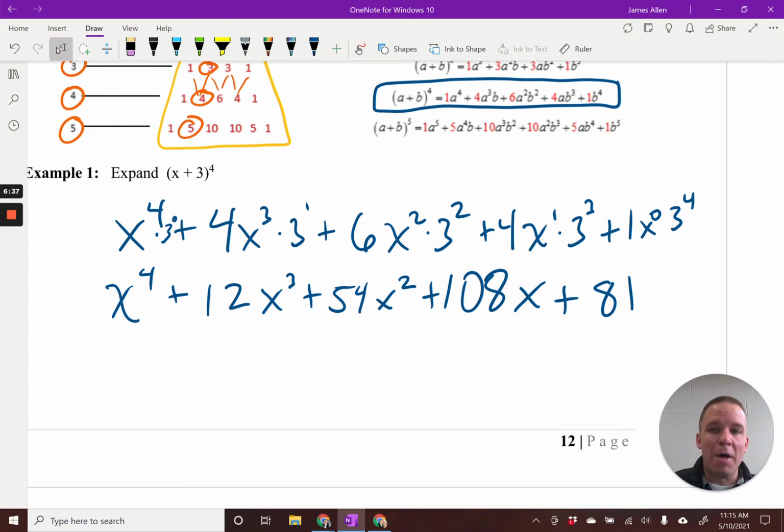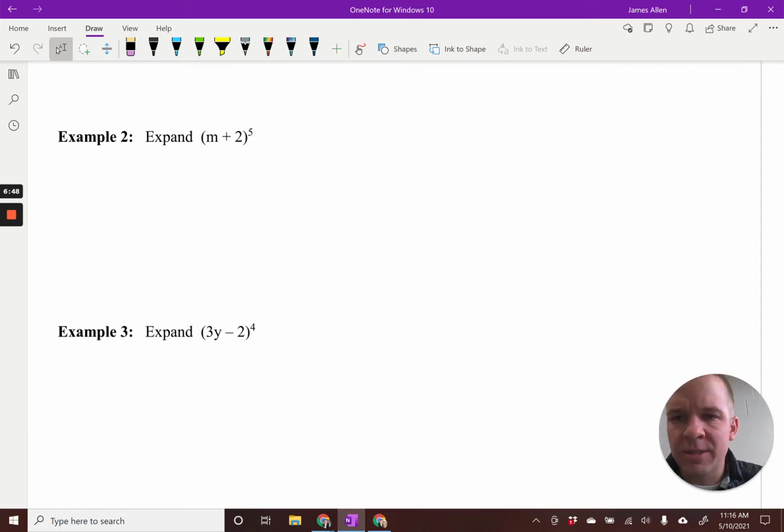That's a lot better than multiplying 2 binomials, then multiplying that binomial into the trinomial, then multiplying that binomial. Oh my, terrible. All right, let's try a couple more. All right, next one here.